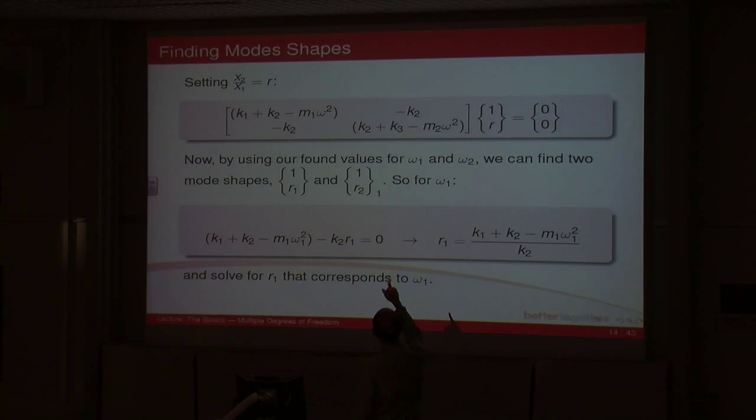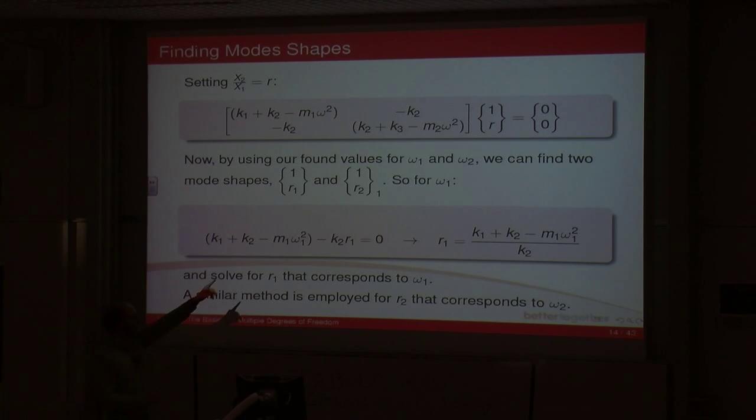by using the values for omega 1 and omega 2, we can find the mode shapes 1 over r1 and 1 over r2. Those are the mode shapes, they're vectors. So this is what I wrote just a second ago. And if you go through the motions, you get this equation here. Since we know what omega 1 is, we can find out what the value for R1 would be, and R1 corresponds to the first oscillation. Then you go through the same motion again, solving for R2. You take the same setup, you stick in omega 2, and you'll find R2, which will give you the second mode of oscillation.